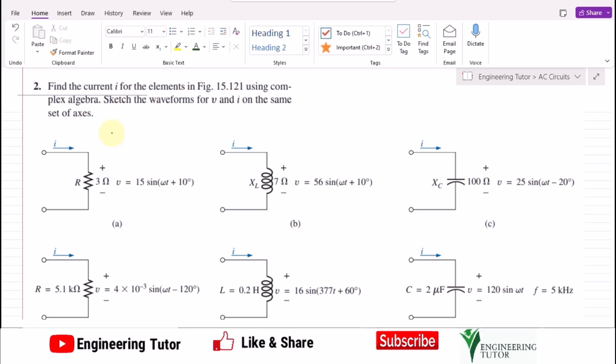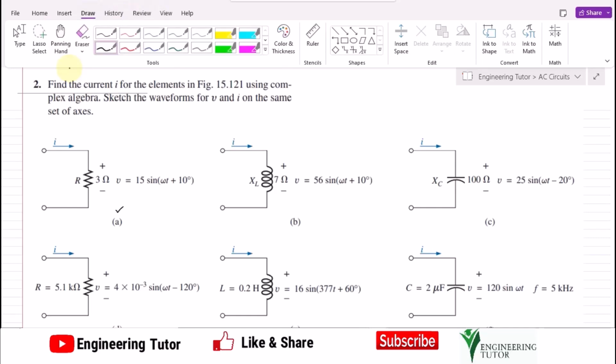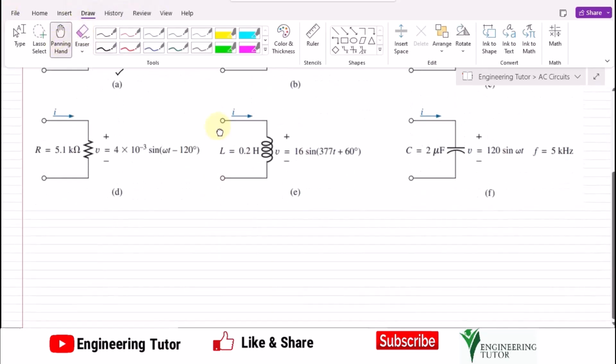So all the techniques which we have learned so far are going to be used here, and we have to sketch the waveforms for voltage and current on the same set of axes. So here we have this first question, and in this video we are going to discuss this first circuit in order to formulate the general strategy of solving these types of circuits. So let me go down and start solving it.